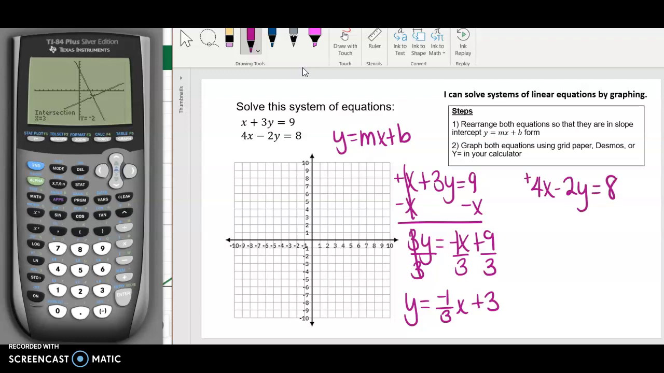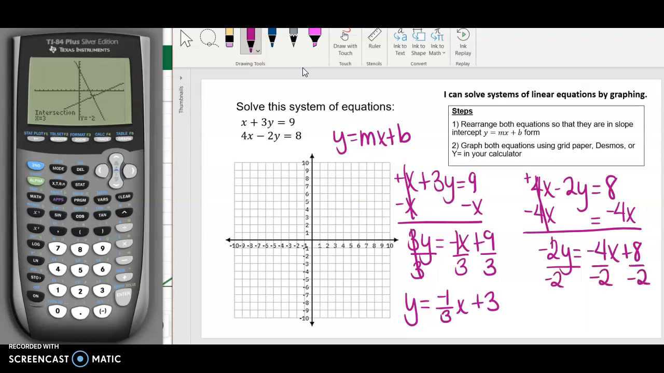This is a positive 4x, so I'm going to subtract 4x from both sides. And then that gives me negative 2y equals negative 4x plus 8. So to get y by itself, I'm going to divide everything by negative 2. When I do that, I get y equals negative 4 divided by negative 2, which is positive 2x. And then I have positive 8 over negative 2. Remember, a positive over a negative is going to be negative, so I have minus 4.